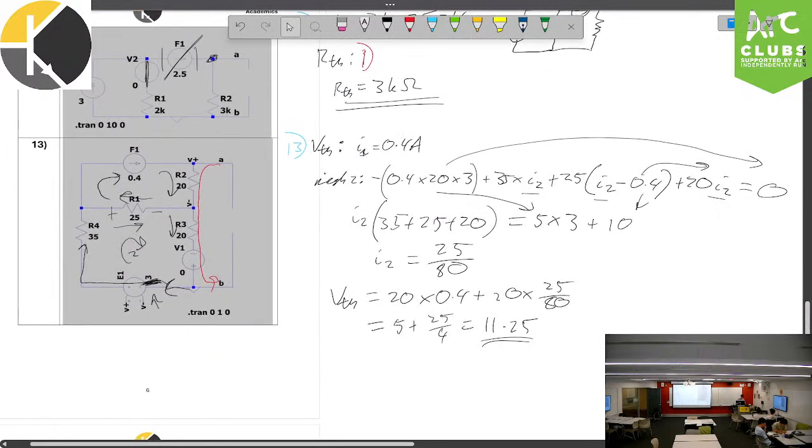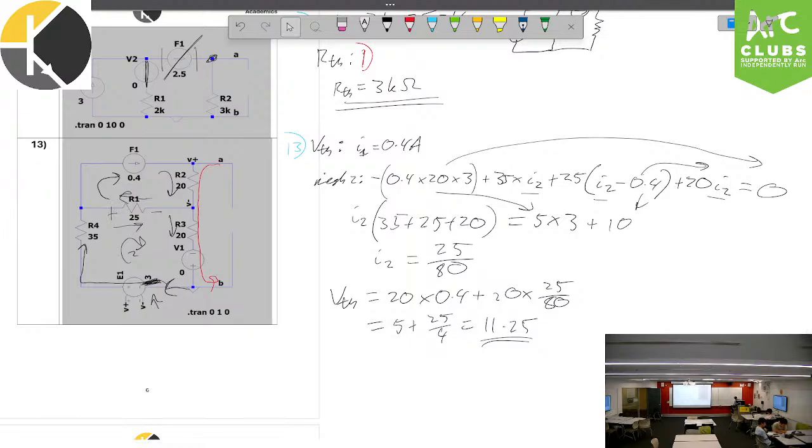Now we need to find R Thevenin. We have a dependent source and independent sources. Method 2 is typically the way. It is a very similar problem. However, now we have a third mesh. Isn't that interesting?